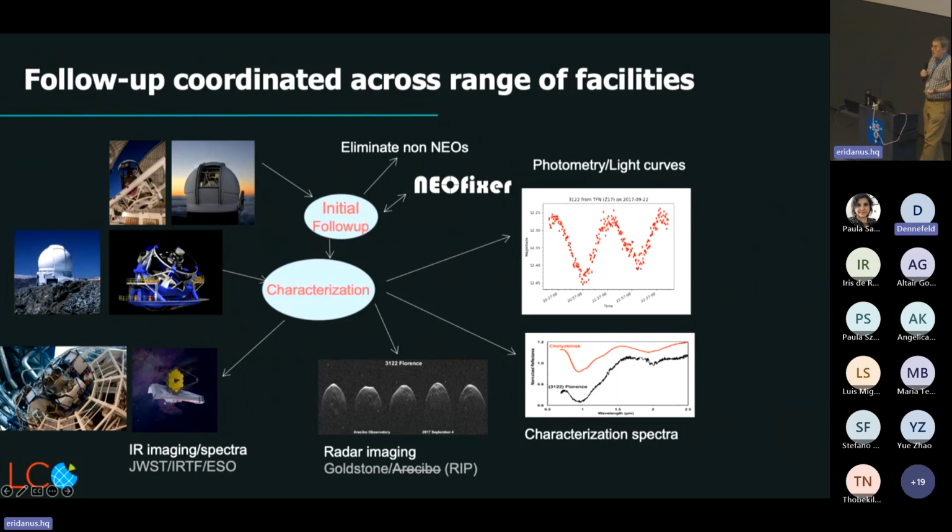Once it's confirmed as a NEO, we pass it to characterization. So we want to do things like get photometry, light curves, colors. We want to take characterization spectra. The unique thing in the asteroid field is that we can do radar imaging of our targets because they're sometimes close enough to do that. Or we might want to take infrared imaging and spectra with facilities like JWST or ESO-X-Shooter.